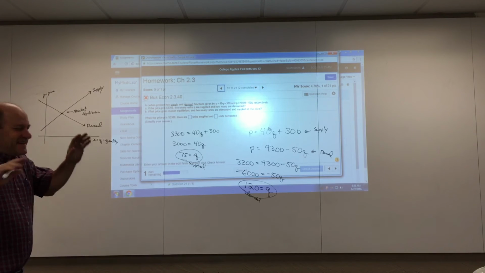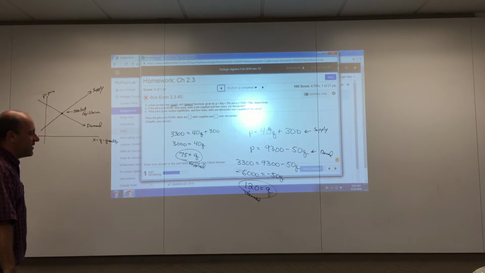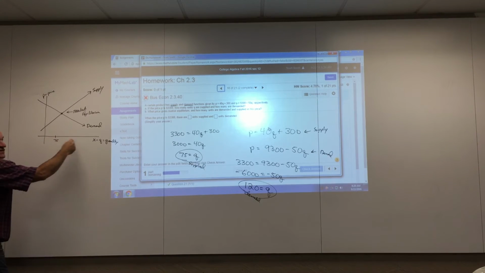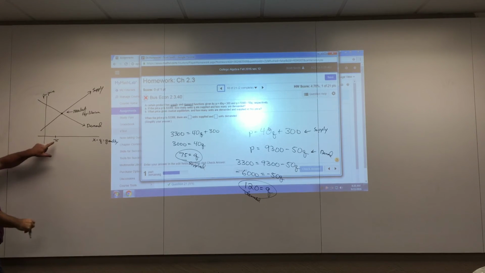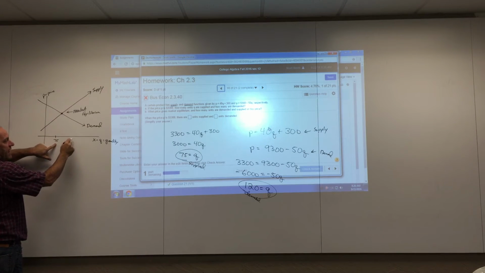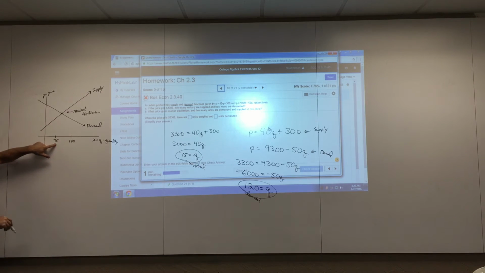What does all this mean? Let's try to think about it a second. Let's go over here to my picture. A Q of 75 is, I'm going to roughly put that here, on my Q axis. Q equals 120 is more than that, maybe over here. And I think this price must be here.